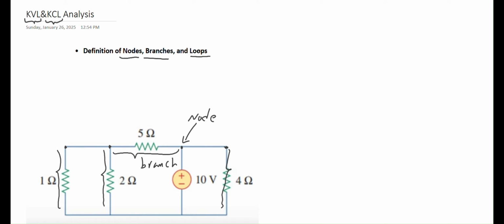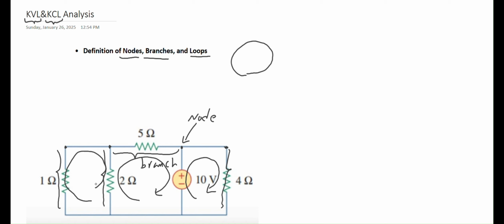What is a loop? The name loop means a closed path, right? So what is a closed path in a circuit? Is this a closed path? Yes. And also this one. And also this one. These are all closed paths. So a loop is actually a closed path in a circuit formed by a sequence of branches.